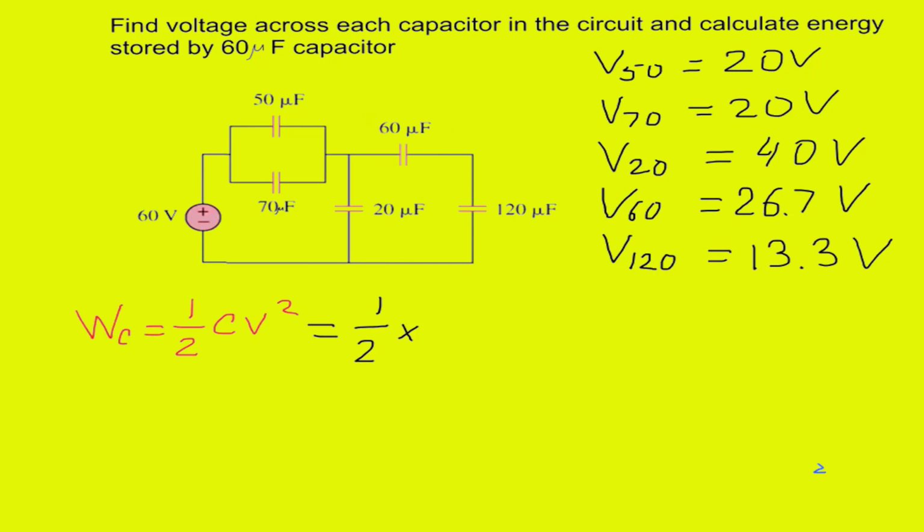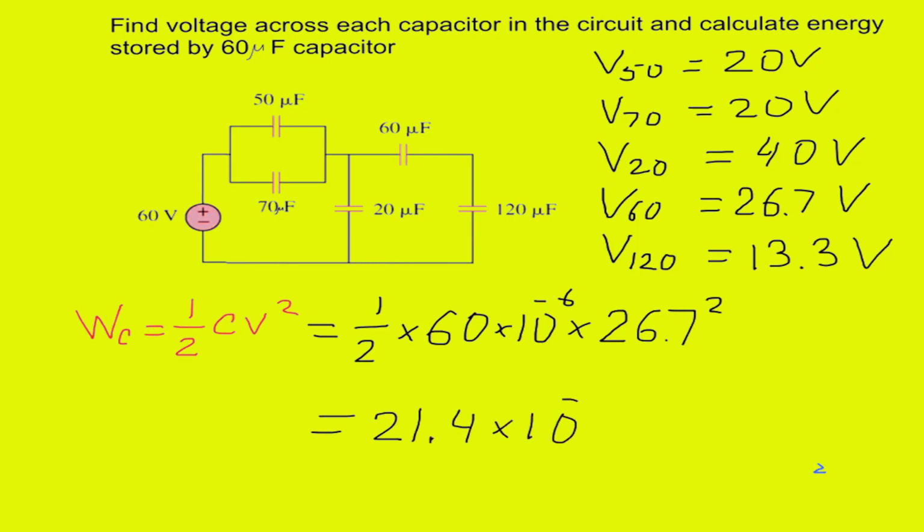But the capacitance is given in microfarads, so we have to convert it to farads. Micro means 10 to the negative 6, so we multiply 60 times 10 to the negative 6, and then multiplied by V squared. And what is V for the 60 capacitor? It is 26.7. So times 26.7 squared, and the answer will be 21.4 times 10 to the negative 6 joules.